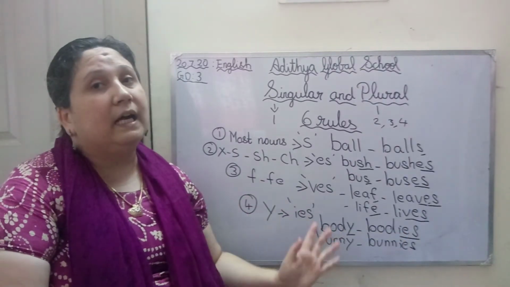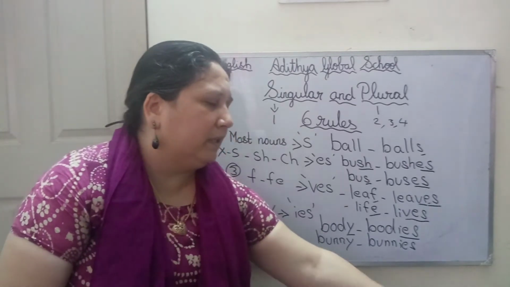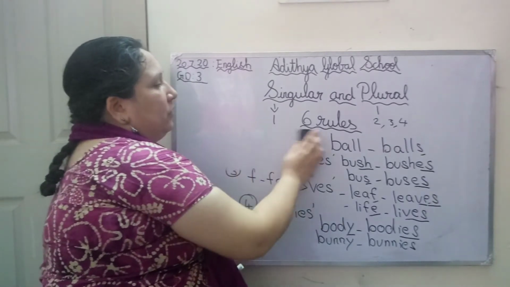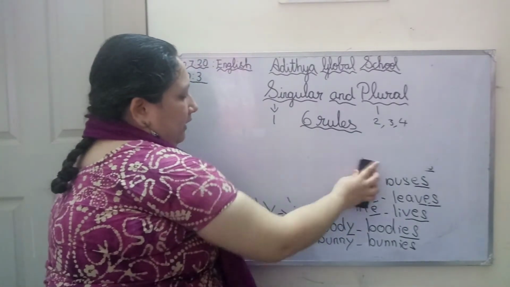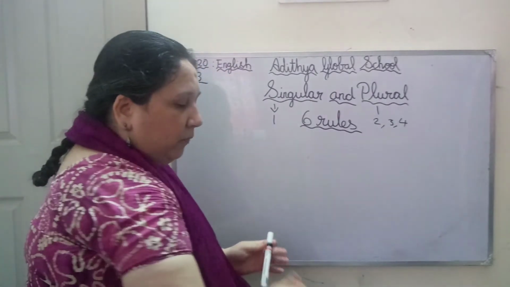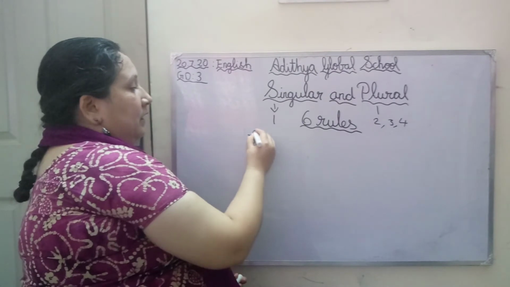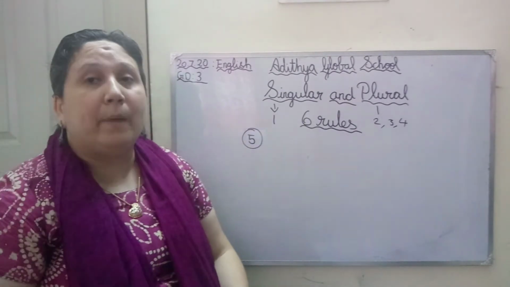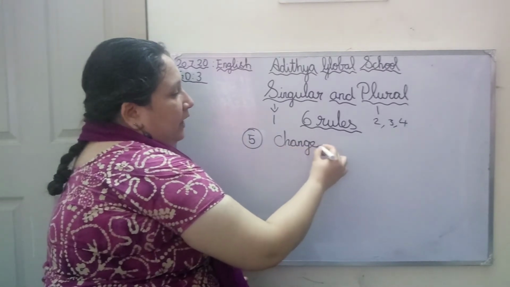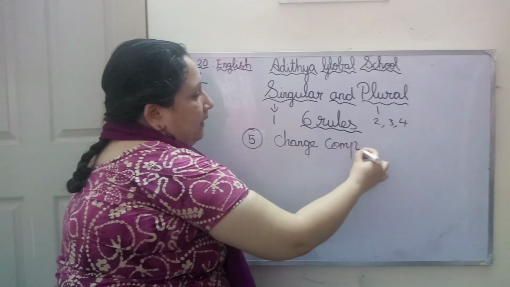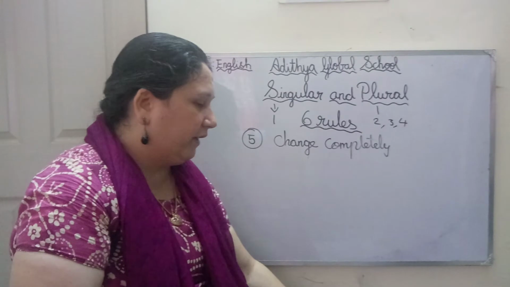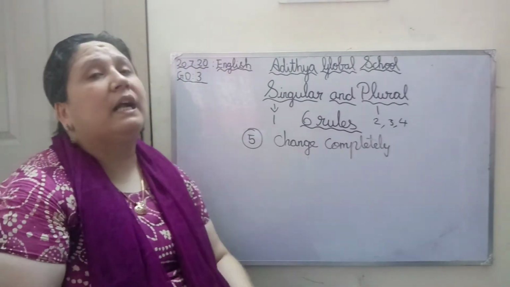Okay. So singular and plural. Now apart from this, there are another 2 more rules. So we have seen 4 rules, no? There are another 2 more. So the 5th one will be some change completely. Some change completely. So now I will take another marker. It's not writing properly. Some change completely.